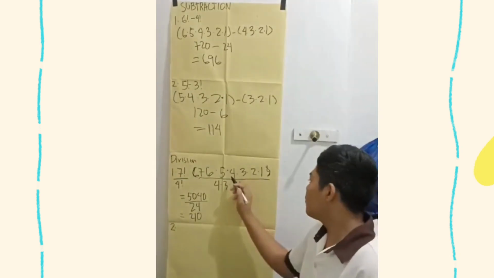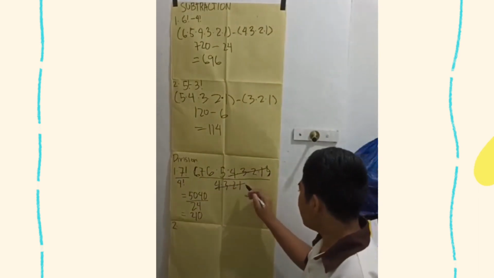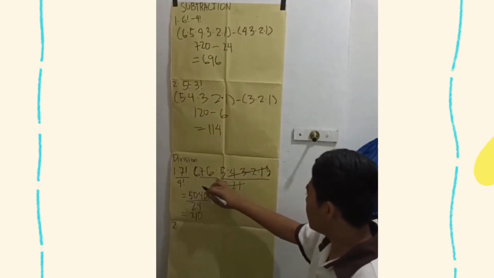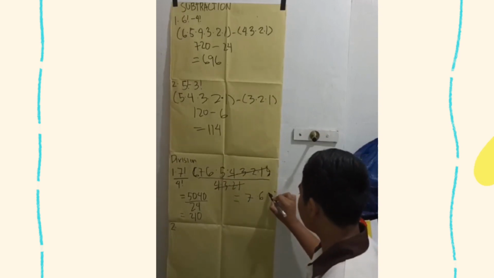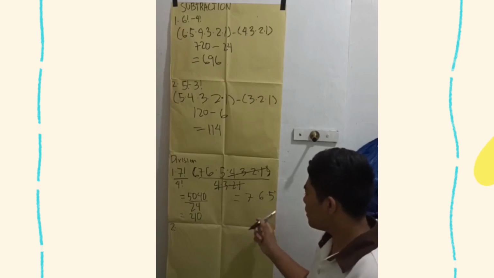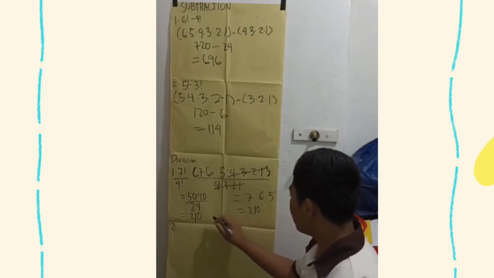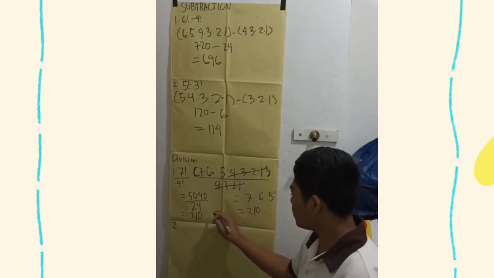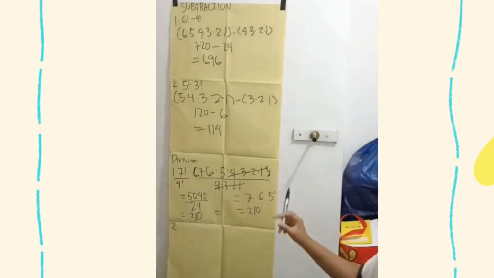Kaya simply, pwede na natin itong i-cancel. Kaya matitira, ito, 7 times 6 times 5. Ano nga ba yung sagot sa 7 times 6 times 5? Ang sagot dyan is 210. Kaya, magkapares lang tong dalawang to. Pero mas mainam gamitin itong method na to, cancellation.